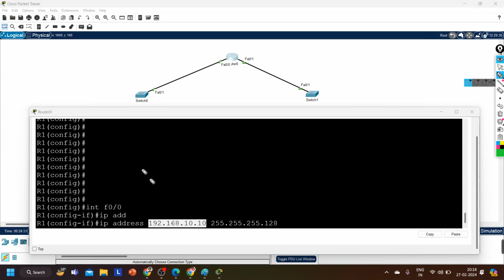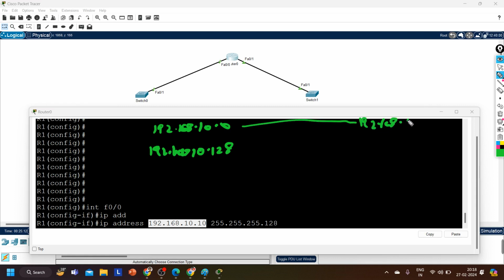Because see, first network is 192.168.10.0. Second network is 192.168.10.128. That means this network is ending on which IP address? 192.168.10.127. And this network is ending on 192.168.10.255. Can I configure this IP?